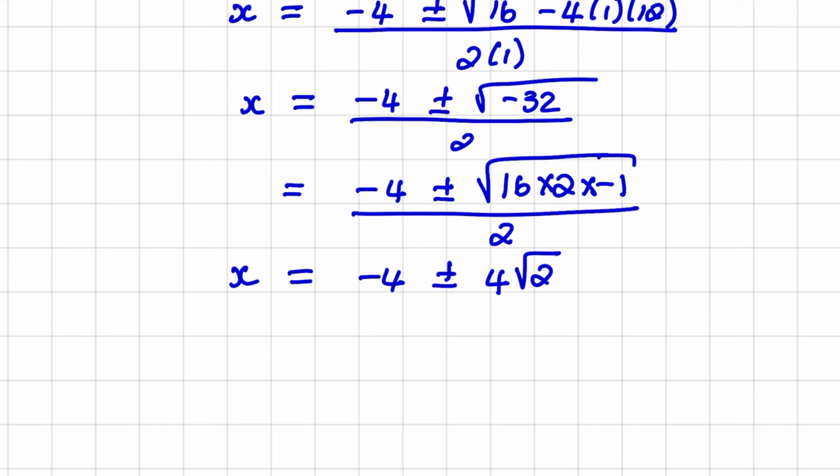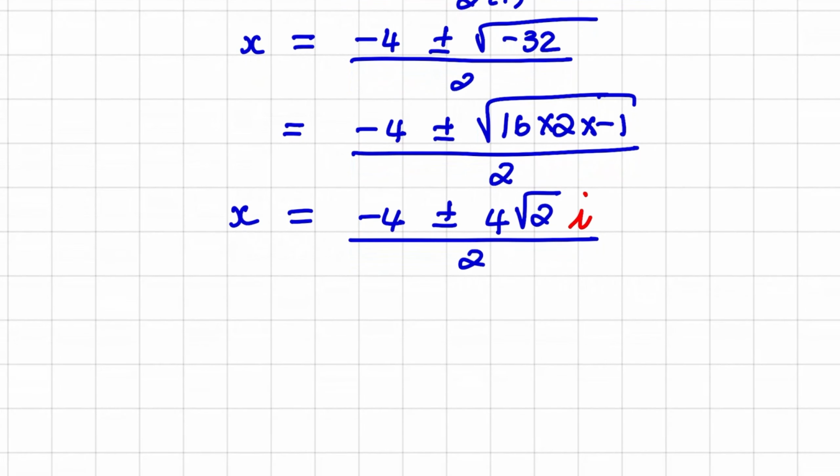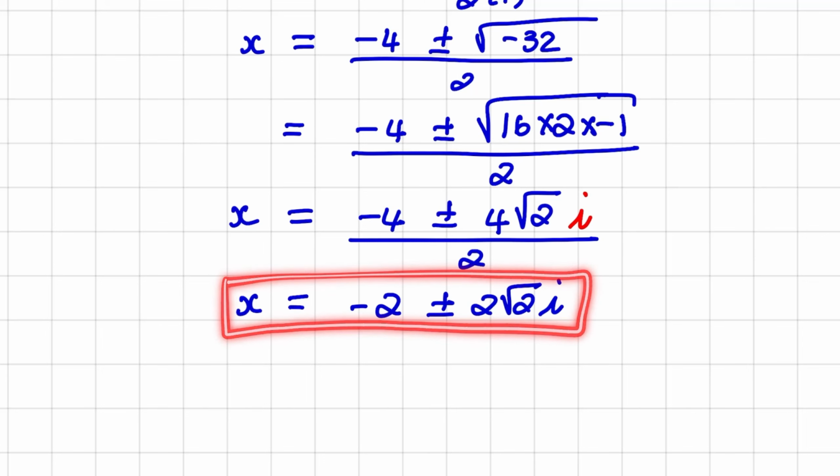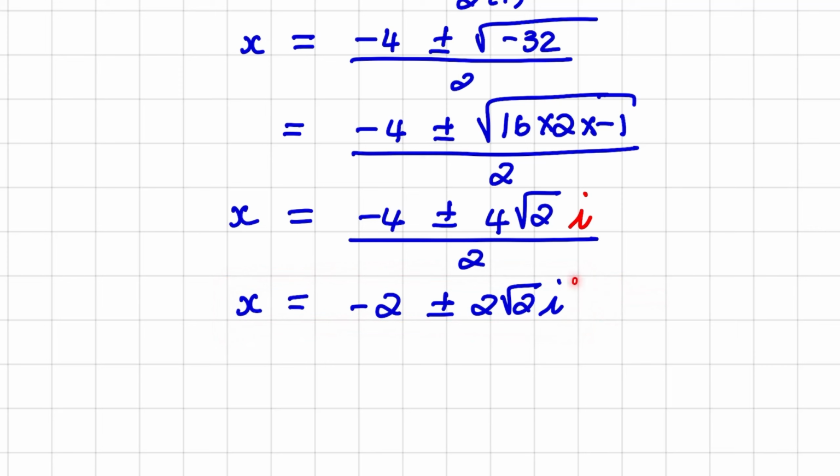And the square root of negative 1 would simply be i. And that's over 2. And now when I divide everywhere by 2, I have two possible values for x, which is x equals negative 2 plus or minus 2 square root 2 times i. So again, my result is not a real value, but a non-real value using i to represent the square root of negative 1, which allows me to find two possible values for x.